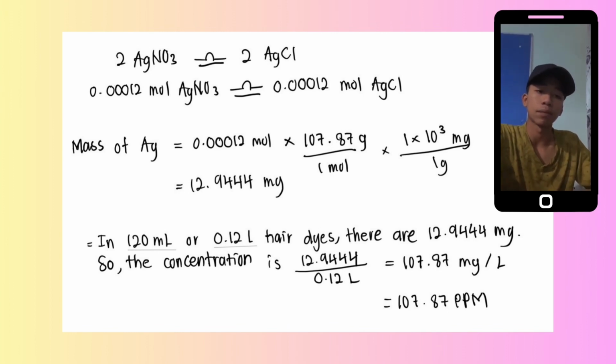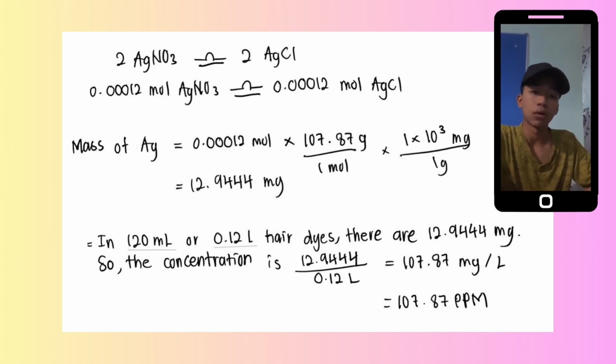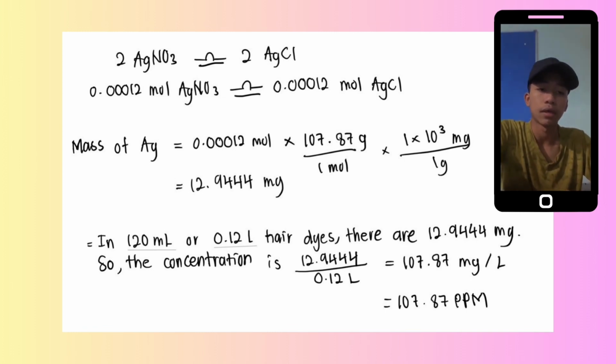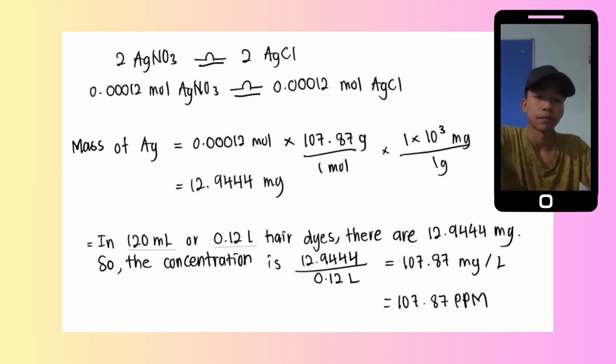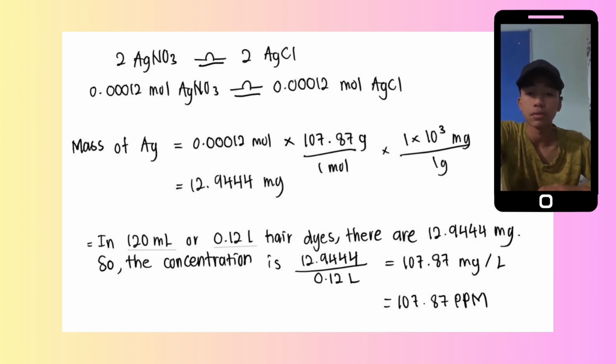In 120 milliliters of hair dye, there are 12.944 milligram of silver. So we calculate the concentration of silver by mass divided by volume. Got 107.87 milligram per liter, or 107.87 ppm. So the hair dye is safe to use as it has a lower concentration of silver than the maximum value allowed.